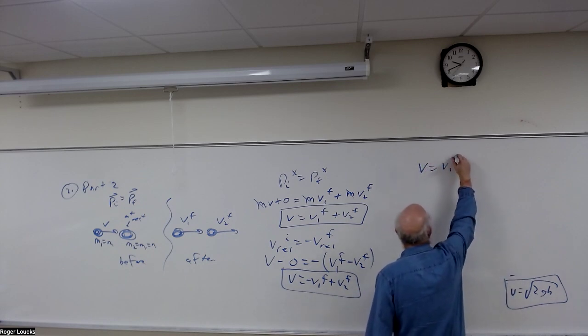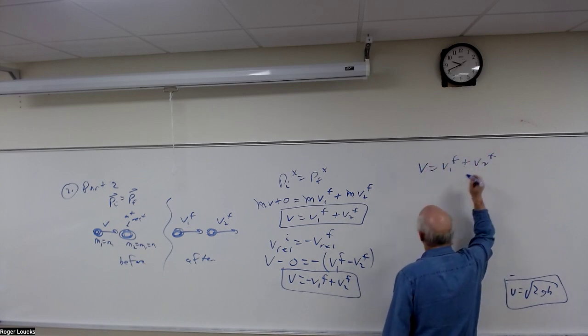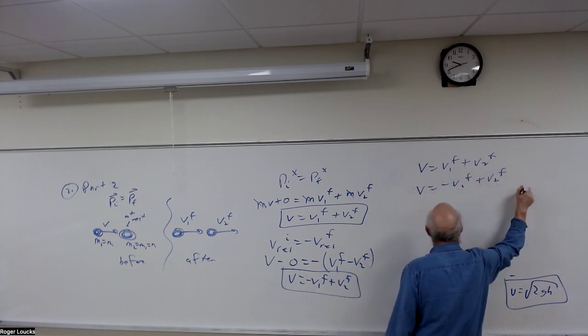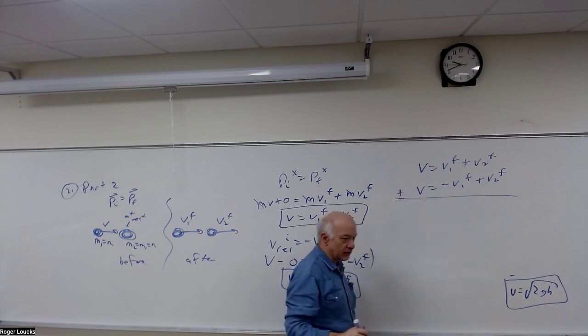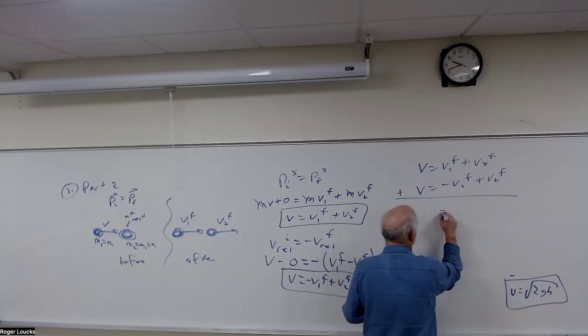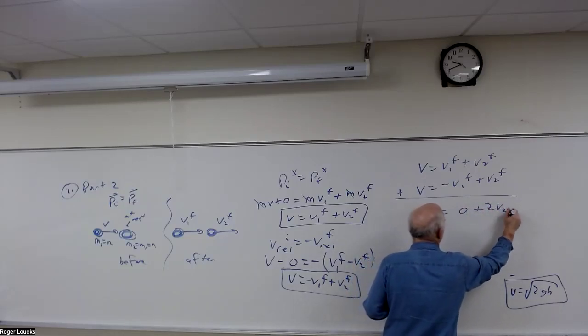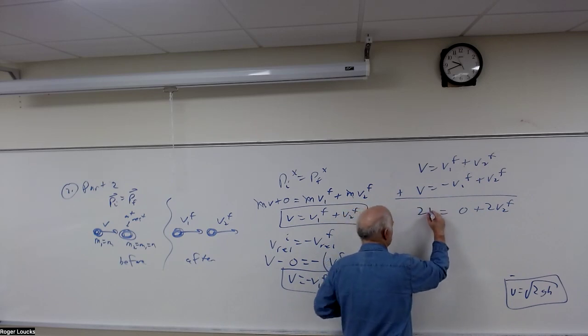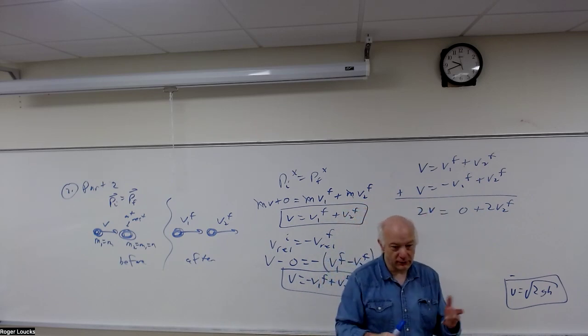V equals V1 final, it's V2 final. This is V equals minus V1 final, it's V2 final. I'll add these, what does that give me? 0. Okay, so I get 0 here plus 2 V2 final. This side, 2V.